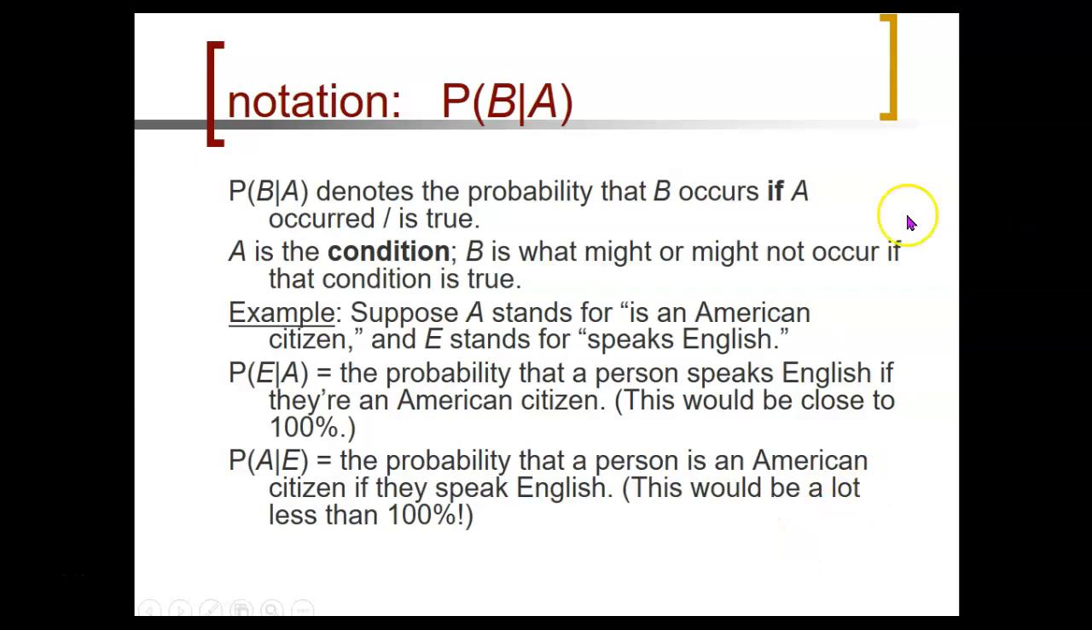So just knowing that somebody speaks English, there's not all that big of a probability that they are an American citizen. So it does matter which one is the condition, and which one is the thing that you're talking about. Okay, what's the probability of that being true if that condition is true?